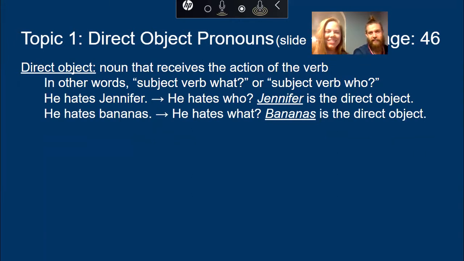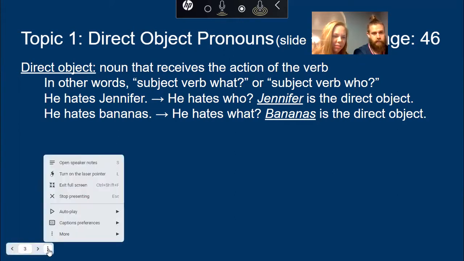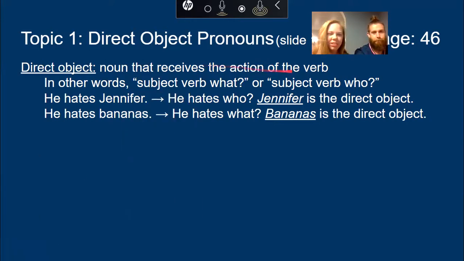Okay. So since he is the subject, hates is, let me turn my laser pointer so they can see what I'm pointing to. So point to he, point to hates. So he is the subject, hates is the verb. So he hates who? The answer to that question is Jennifer. So the answer to that question is the direct object. So whatever answers the question, subject verb what or subject verb who, is the direct object.